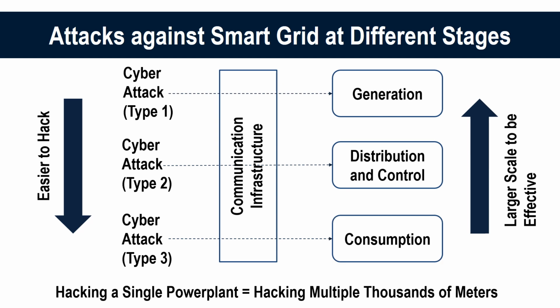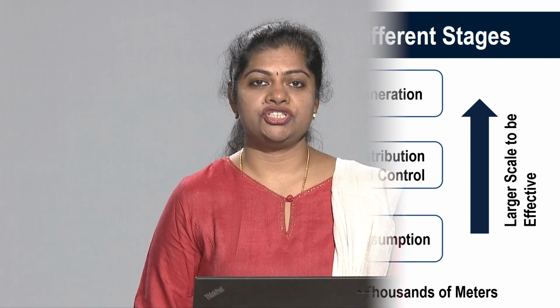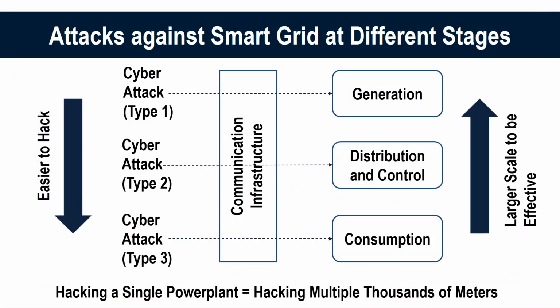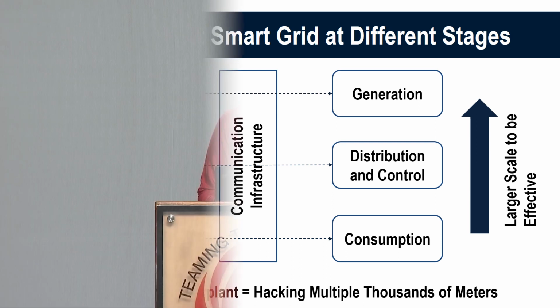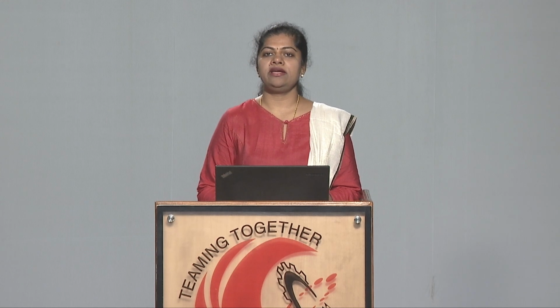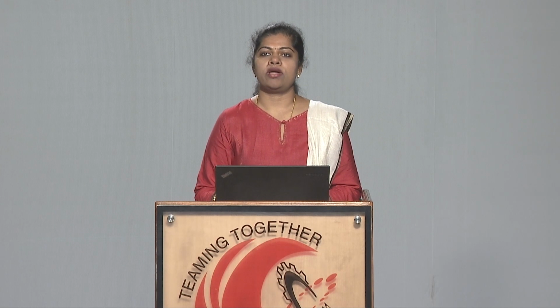There also it is a standardized protocol and people can inject data, so wrong information can come. When wrong information comes from a lot of smart meters, that is even more severe. If you look at the different levels of a smart grid attack, type 1 is the highest and has more risk. So what we say is that hacking a single power plant is equal to hacking multiple thousands of meters. That is the level of security impact if there is an attack at type 1.